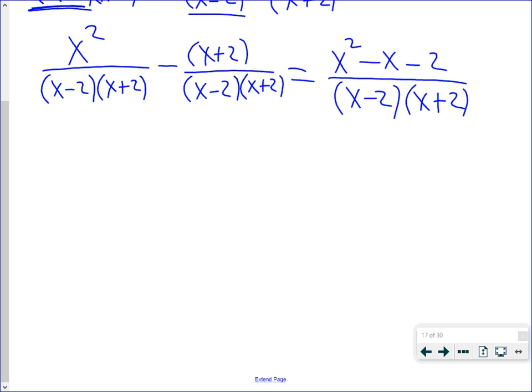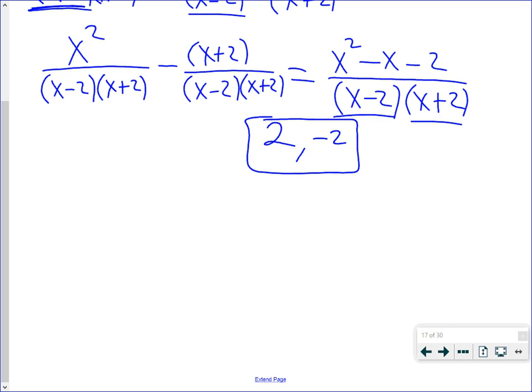So we're going to set each factor in the denominator equal to 0. And when we do, the x minus 2 gives us an excluded value of 2. And the x plus 2 gives us an excluded value of negative 2. Set them equal to 0 and solve for x. So our excluded values of x are 2 and negative 2. Next, we're going to try to simplify our expression.